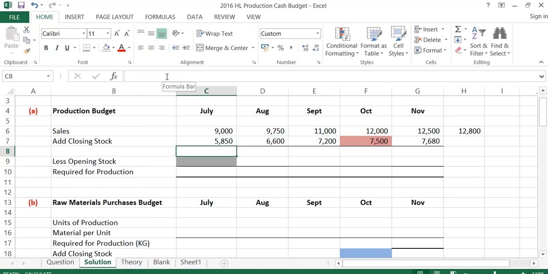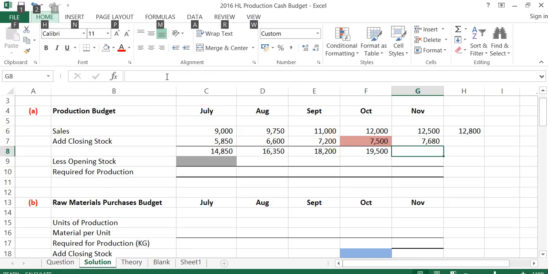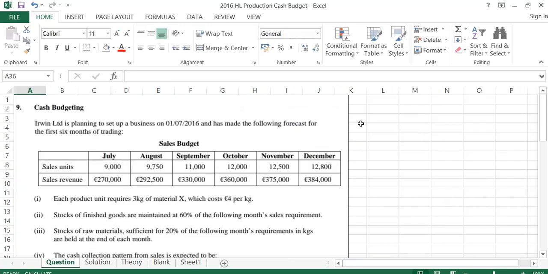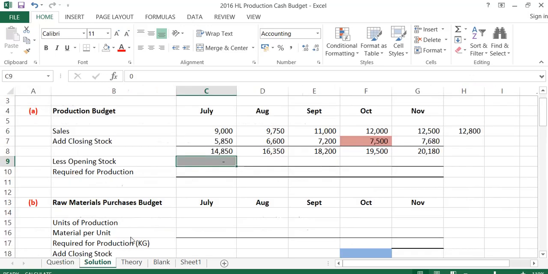Okay, so now we're just going to add the closing stocks for each month. And then we have to take away the opening stock. Now there's no opening stock in the first month because at the very top of the question we can see that the company was only set up at the start of July, so they're only setting up business, so there wouldn't be any opening stock.